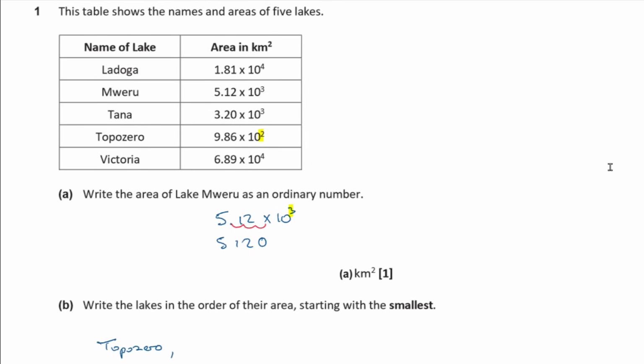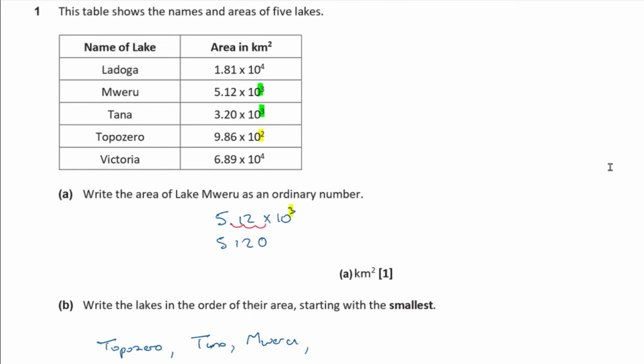Okay, next power of 10 up is 3. So 10 to the 2 is hundreds, isn't it? And 10 to the 3 is in the thousands. So both of these lakes have areas in the thousands. Now obviously 3,000 is less than 5,000, so Tana is going to be the next smallest, and then Mweru, because 3.2 is less than 5.12, isn't it?